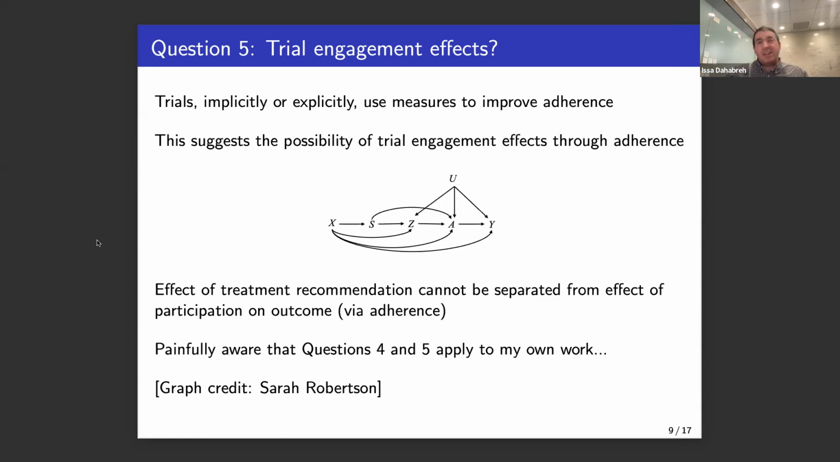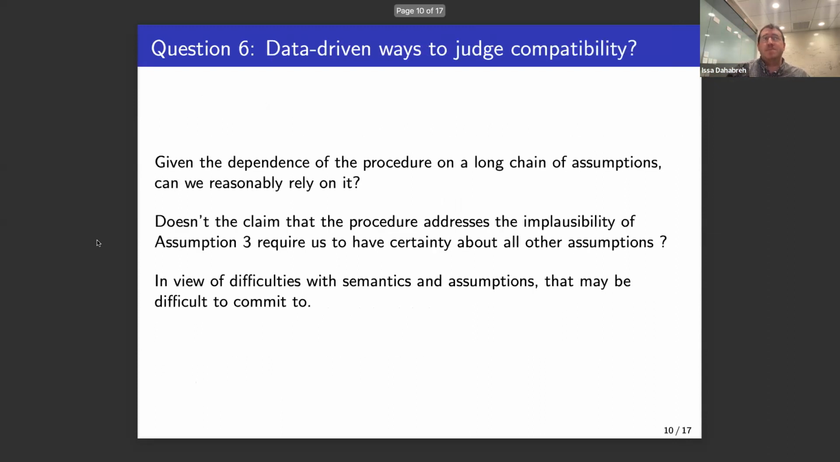And of course, direct effects on the outcome are also possible, but I didn't put them here to keep this a little simpler. Now, I should say here, I'm painfully aware that these two questions apply to my own work. I have a crisis of faith in a lot of the transportability stuff. And so please, nothing here is a criticism. It's more like things I worry about when we do this. I do think, though, that the questions are accentuated when we combine data sets with very different designs.